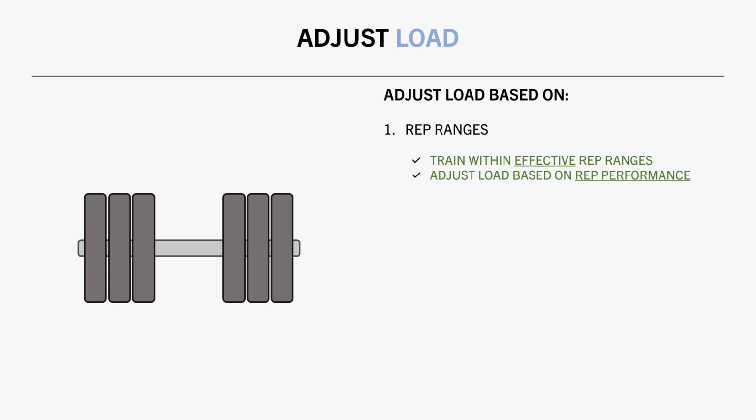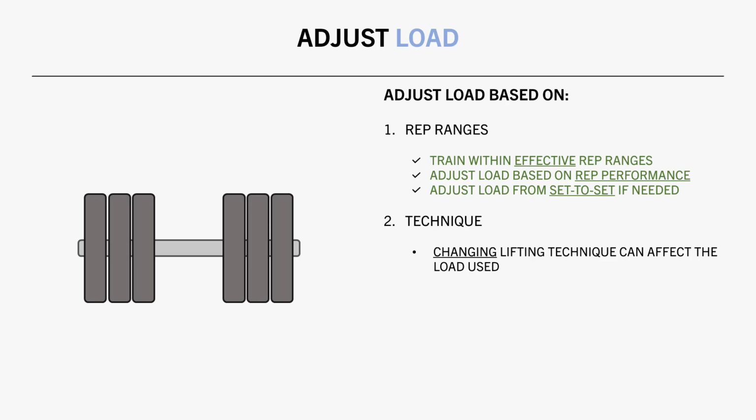And then you simply need to adjust the load used based on rep performance. Obviously, lifting a heavier weight means fewer reps are able to be performed, and lighter loads permit more reps. You can also adjust the load from set to set if rep performance decreases too much across your sets. Second is to adjust load based on technique. Sometimes changes in lifting technique can influence the load we can lift.